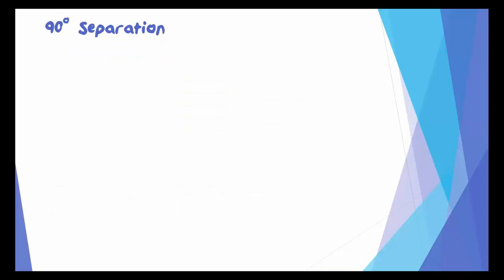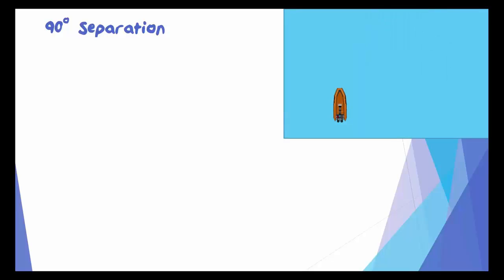Now we'll look at 90 degrees of separation. Let's imagine that this boat is trying to cross a river. It's heading north at 12 meters per second. This means that it's getting 12 meters closer to the opposite shore each second. At the same time, the river is flowing downstream toward the east at 5 meters per second. These two velocities are going to combine to give us the resultant velocity of the boat.